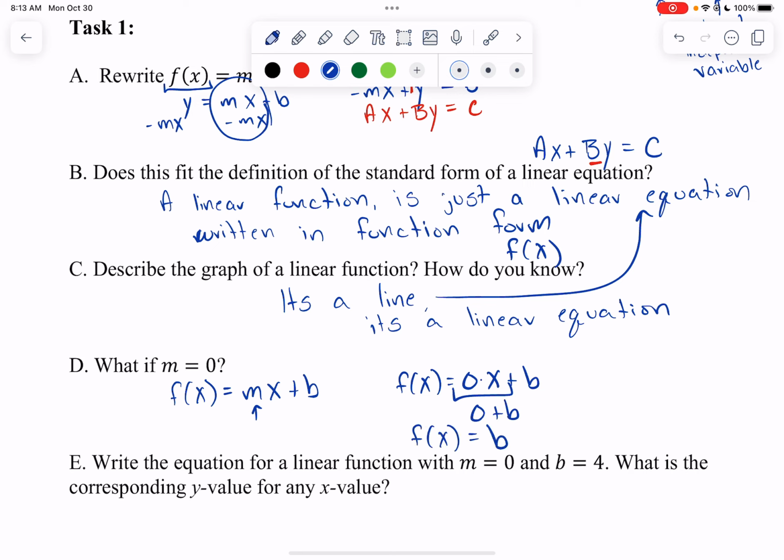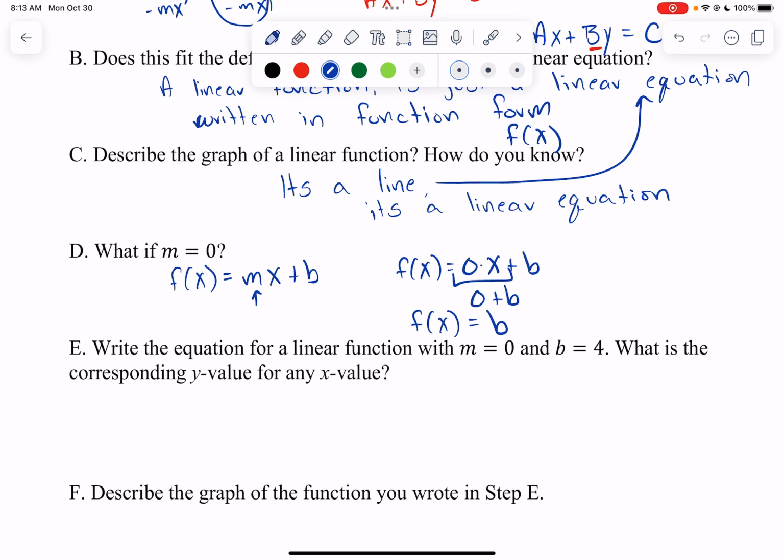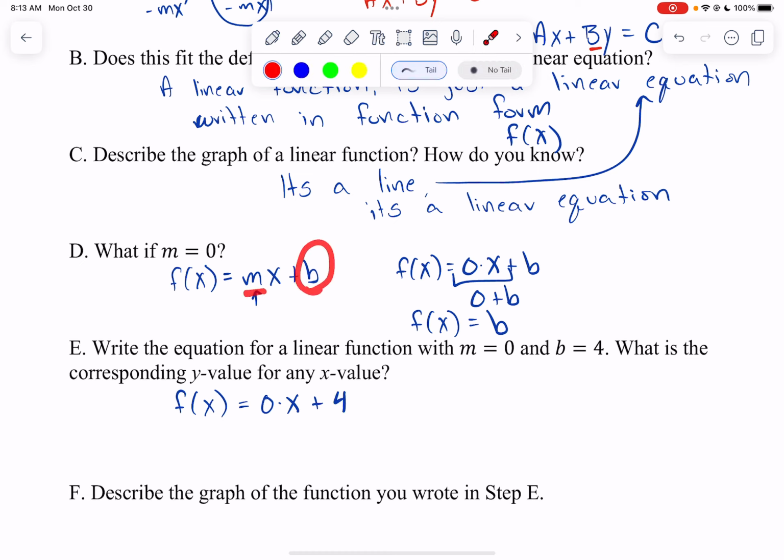So what if my m was 0, my b is 4? What is the corresponding y value for any x value? What does that mean? Let's go ahead and plug in. y equals f of x, m is 0, 0 times x, plus my b is 4. So I just replaced my m with a 0, and my b with a 4. Well, from the last bit that we did, we know this is 0 plus 4. So I'm left with f of x equals 4.